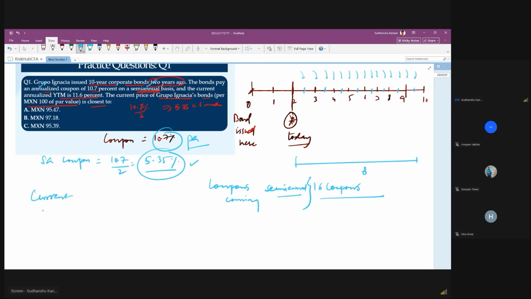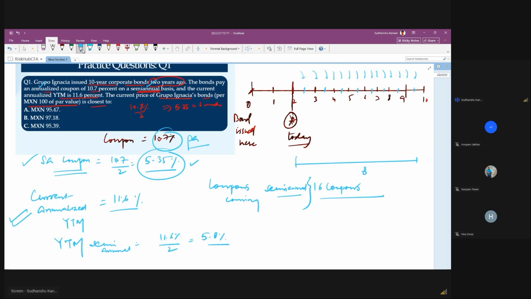And the current annualized YTM is 11.6%. But I don't need the annualized YTM, right? Why? Because I am considering a coupon of 5.35, which is semi-annual, so I need my YTM also semi-annual. If my coupon had been annual, then I would have been fine. But my coupon is semi-annual as per the question, so I want YTM also semi-annual. So 11.6% divided by 2 gives me 5.8%, right?